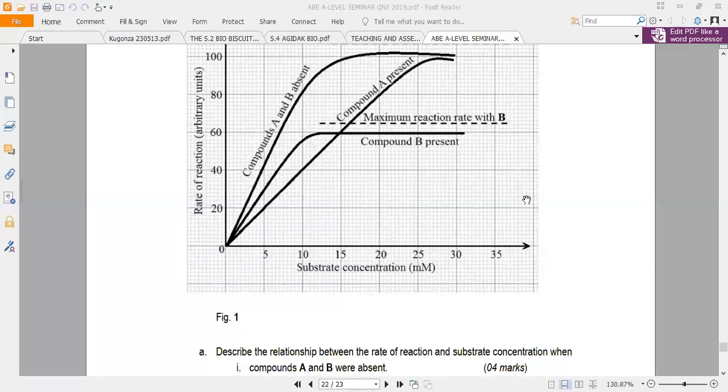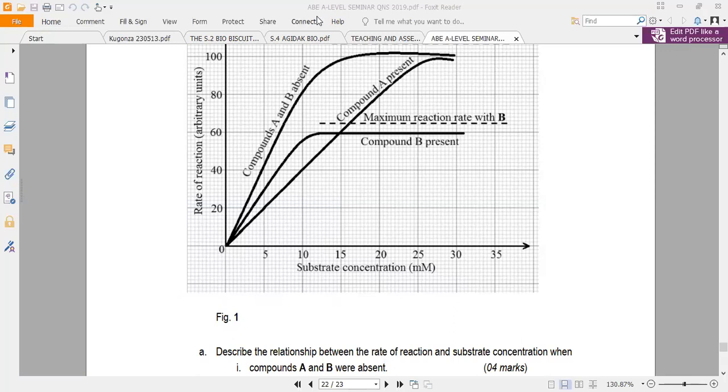Increase in substrate concentration. Okay. Increase in substrate concentration from 0 to 10 increases the rate of reaction rapidly when compounds A and B are absent. Then from 10 to 15 mm, the rate of reaction, when compounds A and B are absent, increases what? Gradually. Then from 15 to 30, the rate of reaction, when compounds A and B are absent, is almost constant. Okay, thank you. Queen Patricia?